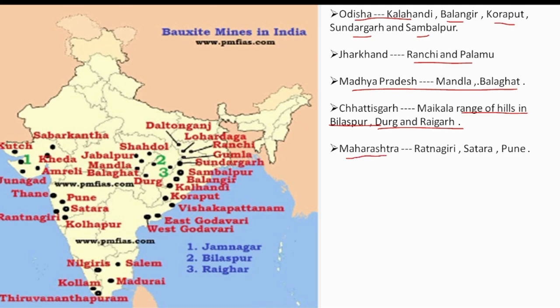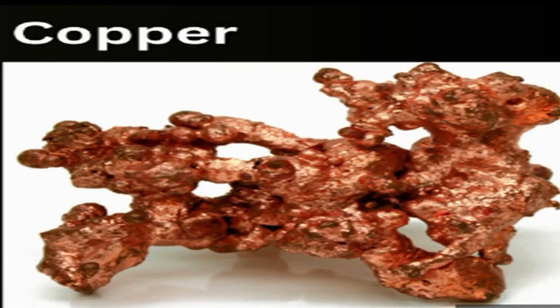In Maharashtra it is found in Ratnagiri, Satara and Pune. In Tamil Nadu it is found in Salem, Nilgiris and Madurai. And now we'll be discussing the next topic after bauxite. We have copper. So in copper we'll be discussing some important points.